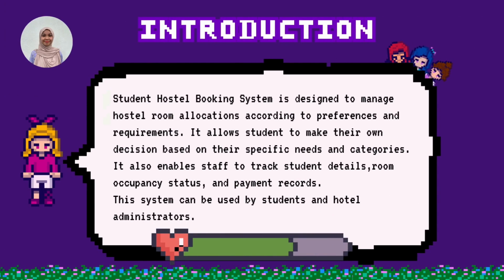For our introduction, Student Hostel Booking System is designed to manage hostel room allocations according to preferences and requirements. It allows students to make their own decision based on their specific needs and categories. For example, who they want to be roommates with and which room they want to choose. It also enables staff to track student details, room occupancy status, and payment records. This system can be used by students and hostel administrators.